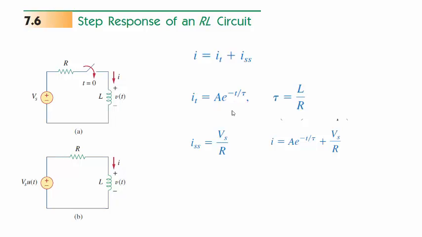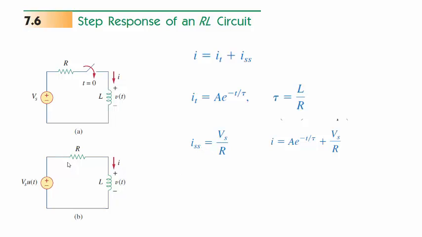So the transient response is some kind of an exponential where we still need to determine the value of a constant A. We know what the time constant is for an LR circuit, so it's L divided by R. We already know that. So what happens in the steady state?